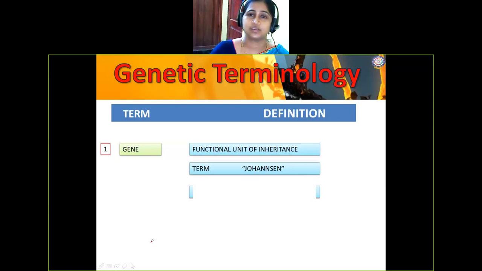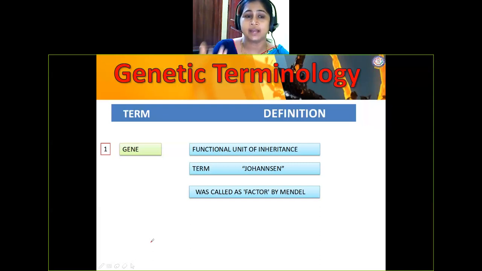The term gene was given by Johansen, but the same gene, our father of genetics, Gregor John Mendel, called a factor. It's an important one mark question: name the scientist who called the gene as factor. Another one: who coined the term gene? It's none other than Johansen. Johansen coined the term gene, and the same gene was called factor by Mendel.